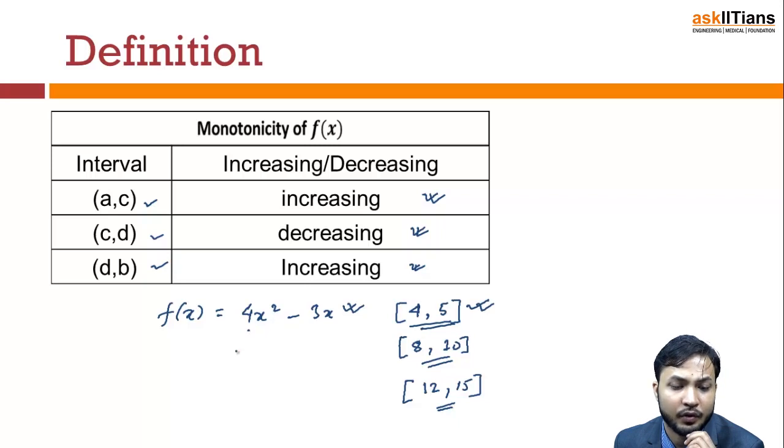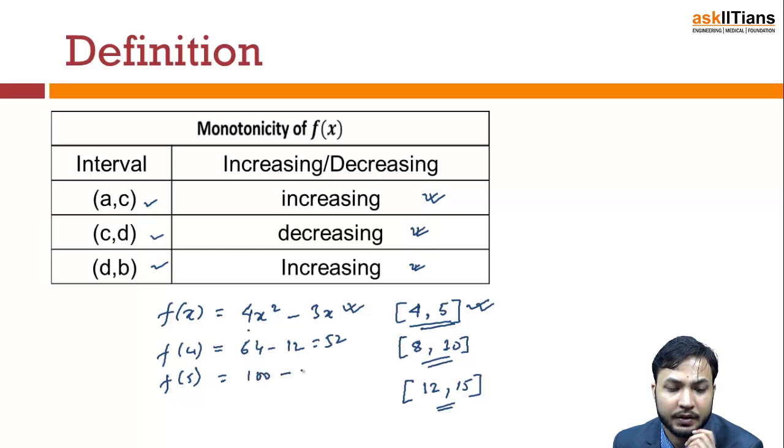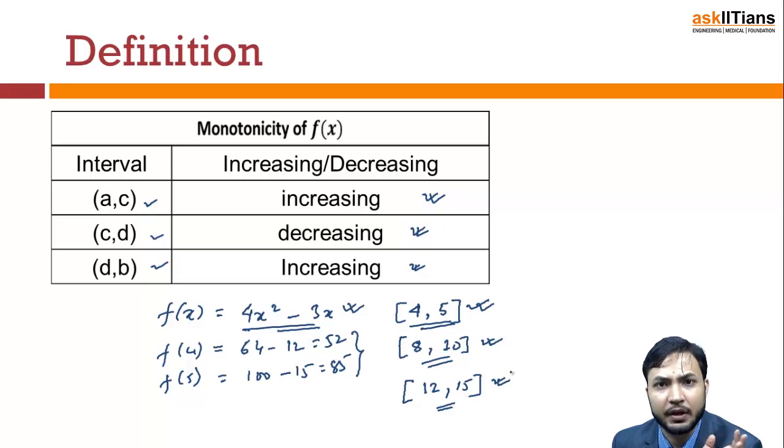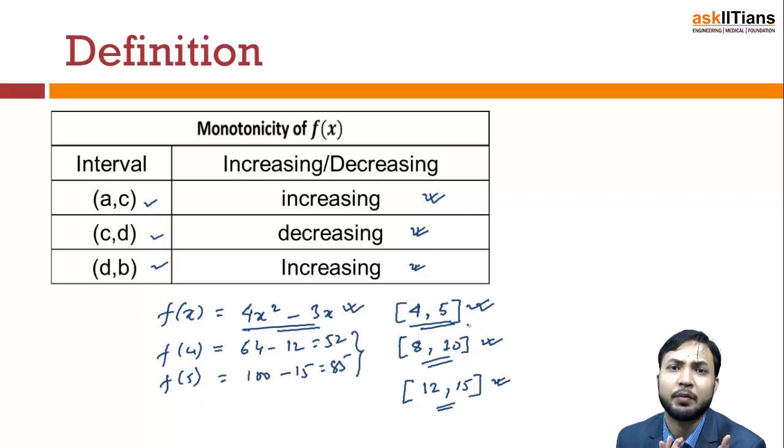You just basically have to check for what value. Let's say I keep the values over here, so I will have 64 minus 12, 52 for f of 4, then for f of 5, I'll have 100 minus 15, which is 85. Now you see what is happening during this period, the value of this function is increasing, right? Now these all vary during all of these periods, and that would depend on the function. You basically check the values during an interval, to see in which way the function behaves.